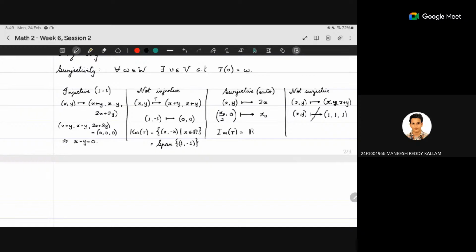Because if 1, 1, 1 was the image of some xy, then x has to be 1, y has to be 1, and x plus y also has to be 1. Even that is not going to happen, right?